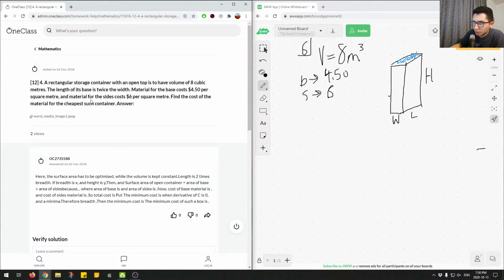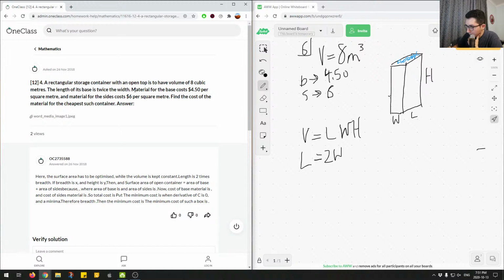Find the cost of material for the cheapest. So we're trying to look for the minimum. We're trying to find some function and look for the minimum. We can start off by saying the volume of this container would just be length times width times height. And then the next thing that we can define is based on this statement: the length of its base is twice the width. So if we did 2 times the width, we'd end up with the length. So we could say length is equal to 2w.